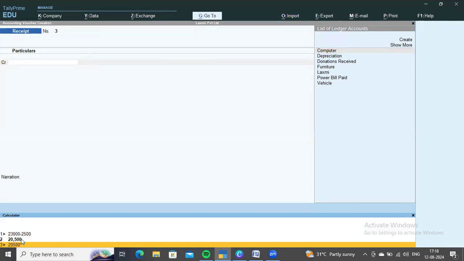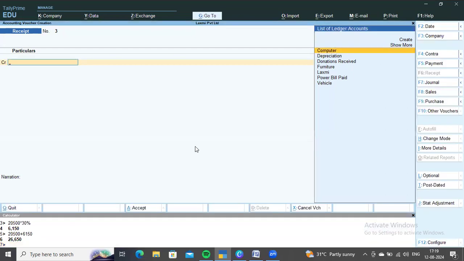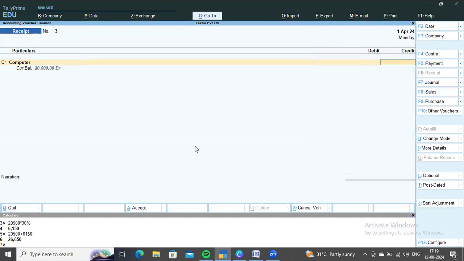20,500 into 30%, and the profit that we are getting is 6,150. Add this profit to the 20,500 because we are selling at a profit. You need to add this amount to the value of 20,500. 20,500 plus 6,150, then you get the total amount for which you are selling the computer. So, credit computer account, how much?